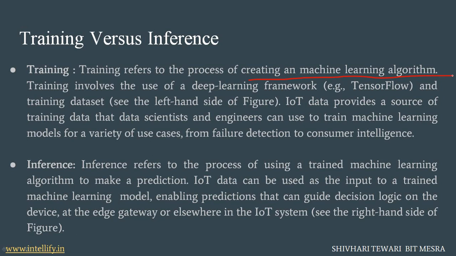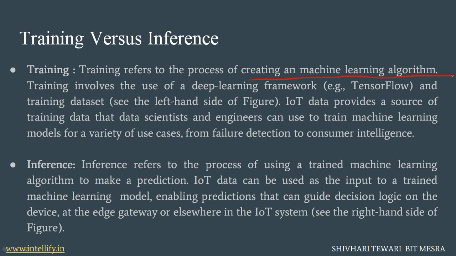That means in training, basically we are creating a machine learning algorithm which involves the use of a deep learning framework and a training data set. So training means creating an algorithm for future use, that we are going to use in the future for our inference system. This is the difference between training and inference.